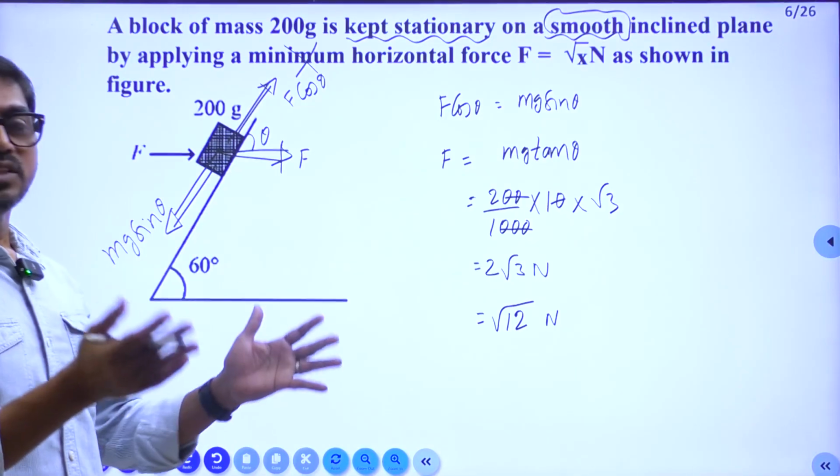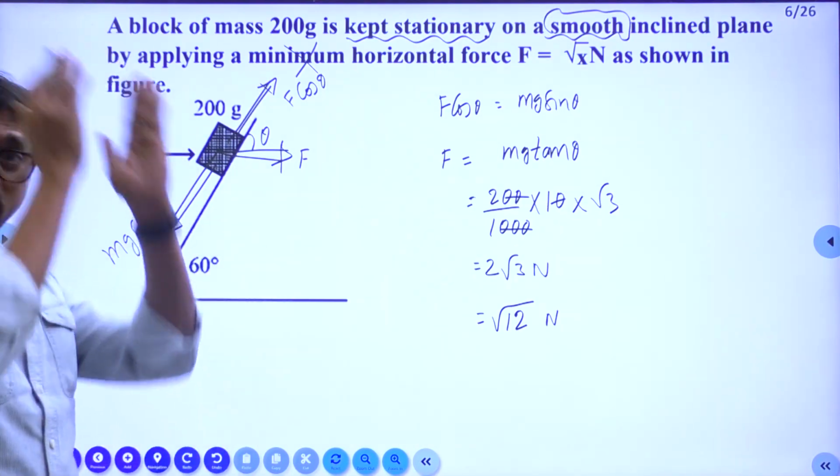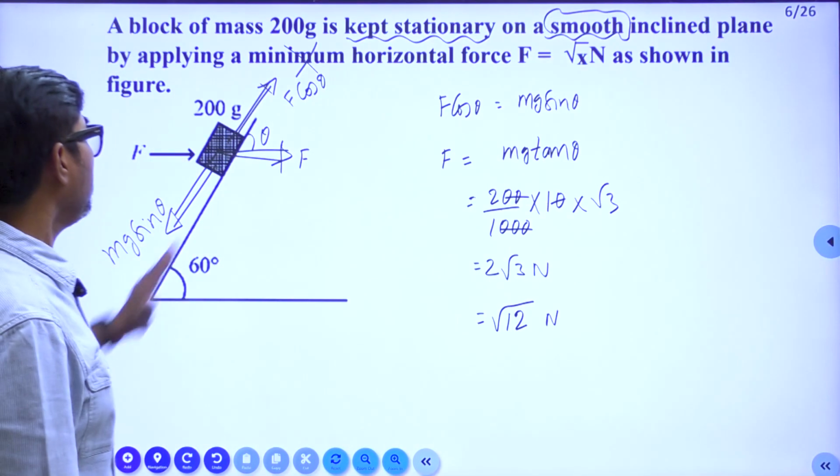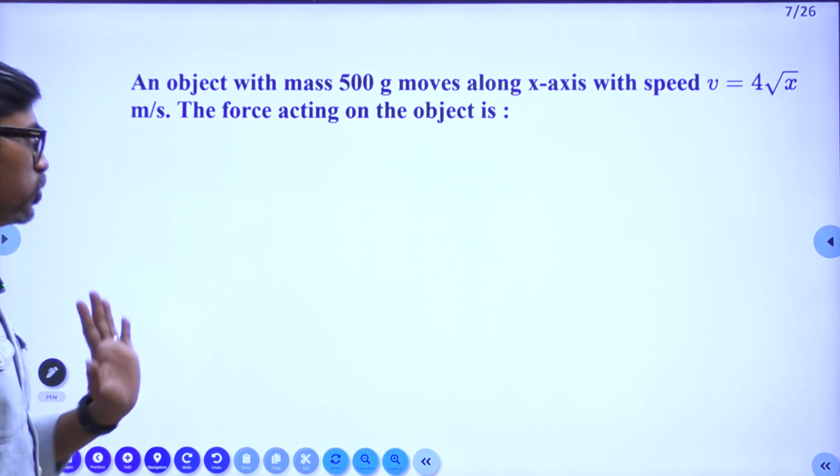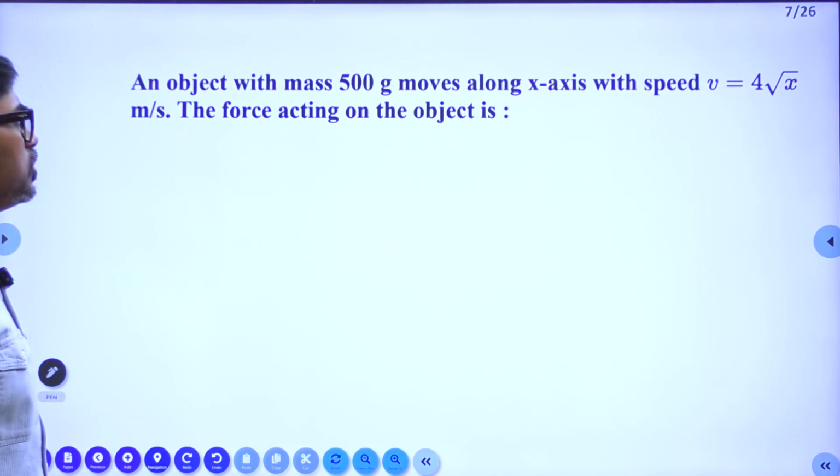So I'm not writing the earlier problem. I had written equilibrium along the y direction, the vertical direction. Now we are writing equilibrium along the inclined way. So basically a very simple question. These are all PYQs. I've just taken the latest PYQs.